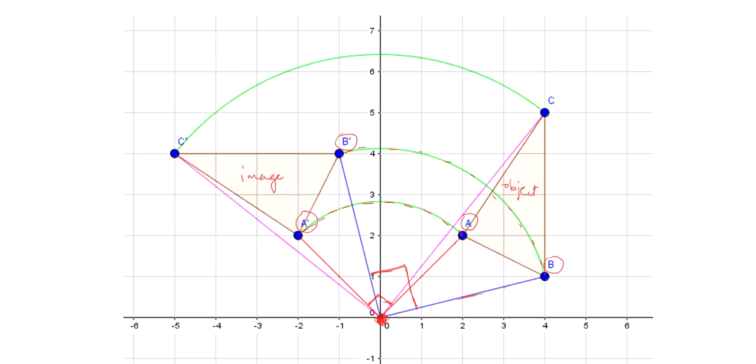Right? In order to get the point C, we draw a line from the origin to the point C. That's this pink line here. And then we're going to measure 90 degrees. So 90 degrees is going to be here.